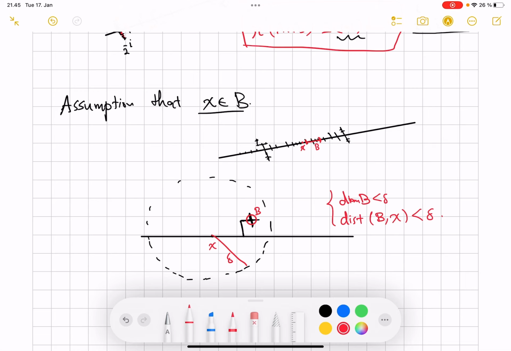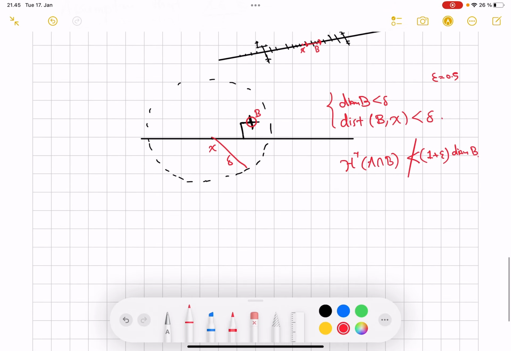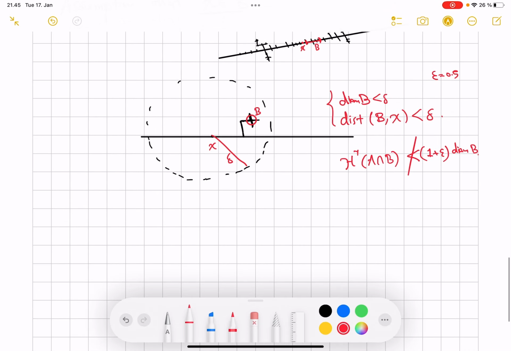But obviously it is not true that H1 of A intersection with B is less than 1 plus epsilon. So epsilon here is, say, 0.5, because that is twice. So it is twice the diameter of B. So we see that it failed. And this is not a counter example to our theorem, because this apparently insignificant condition wasn't provided here. So this is where this becomes significant.